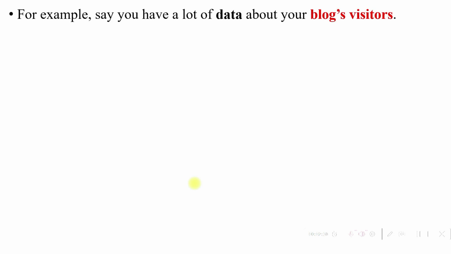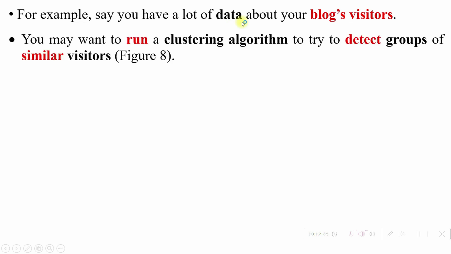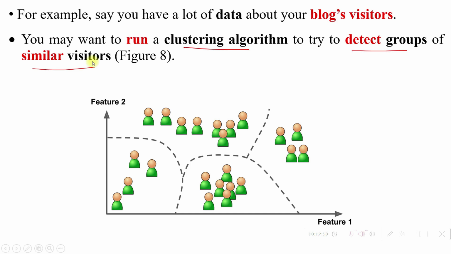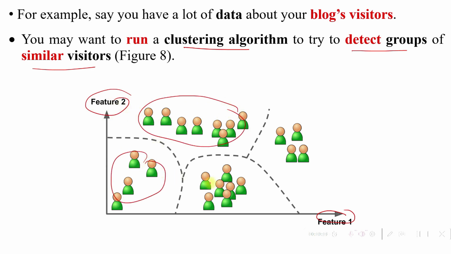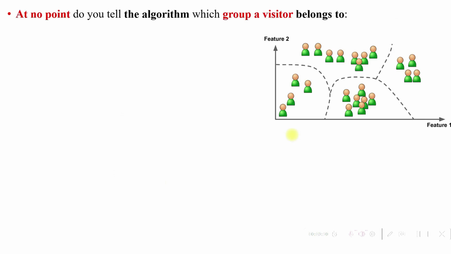Now, for example, say we have a lot of data about your blog's visitors. You may want to run a clustering algorithm to try to detect groups of similar visitors. Based on the features of your data, they are classified into different groups. This is simply called clustering. At no point do you tell the algorithm which group a visitor belongs to. It finds those connections without your help.